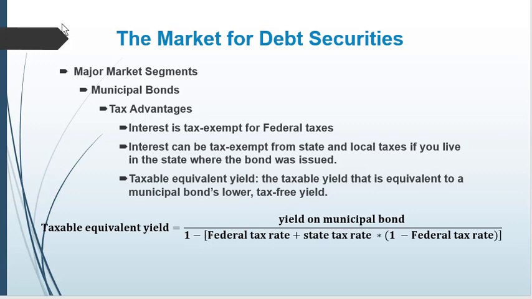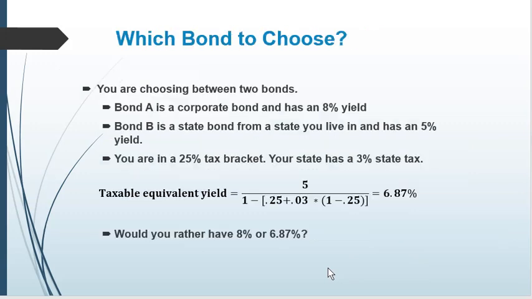So in order to make comparisons, we need to convert our government debt to what we would refer to as a taxable equivalent yield. Essentially, what we want to do is take the yield of the bond and convert that to what it would be if that bond was actually a taxable debt. So our formula: you take the yield on the municipal bond and divide that by 1 minus the federal tax rate plus the state tax rate times 1 minus the federal rate. So let's just look at an example of this.